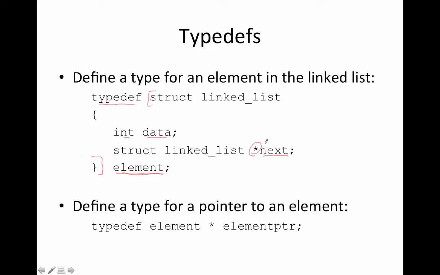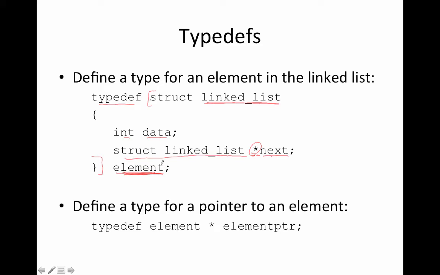Now I basically want to say that next points to something of the type element, but up here on this line I don't have the word element yet. It's on the next line. And so I use this thing that is sometimes called an optional tag. It's not so optional now. I need a way of referring to this structure while we're in the middle of declaring the structure. So struct linked list is a way of referring to this structure. So again, we have two members, data, which is an integer, and next, which is a pointer to one of these structures of the type that I'm now going to call element.